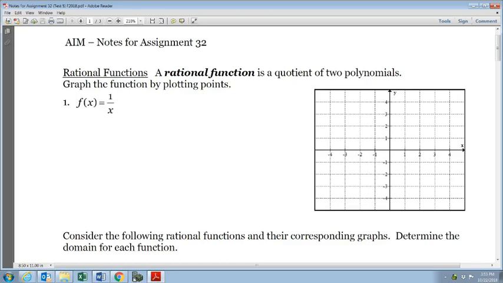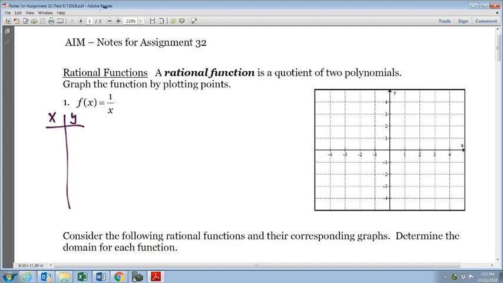Rational functions. A rational function is a quotient, or division, of two polynomials. Graph the function by plotting points. This is what we do anytime we run into a new function when we don't know what the graph looks like. So let's just start picking some values for x. Let's make an xy chart.